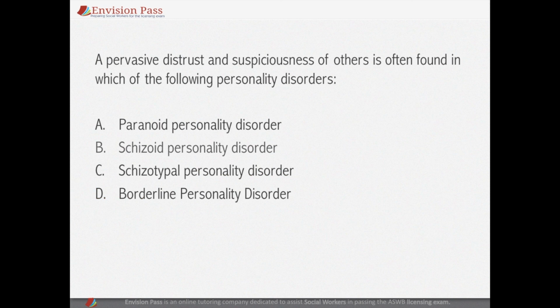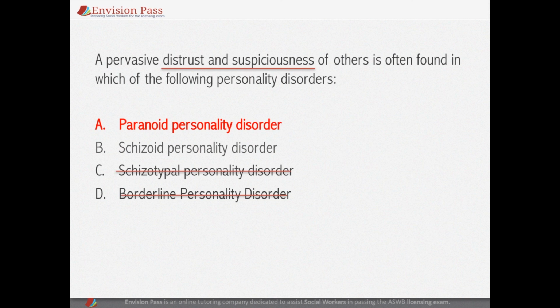A pervasive distrust and suspiciousness of others is often found in which of the following personality disorders? A. Paranoid personality disorder, B. Schizoid personality disorder, C. Schizotypal personality disorder, or D. Borderline personality disorder? And the answer is A. Paranoid personality disorder. The keywords are pervasive distrust and suspiciousness. A person with borderline personality disorder has a pattern of instability of interpersonal relationships, self-image, moods, and control over impulses, and this falls under Cluster B, dramatic and overly emotional.